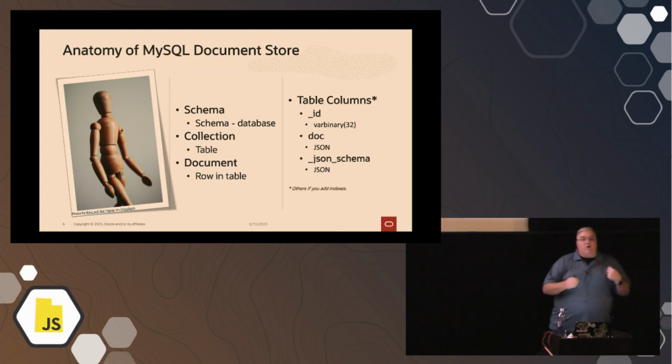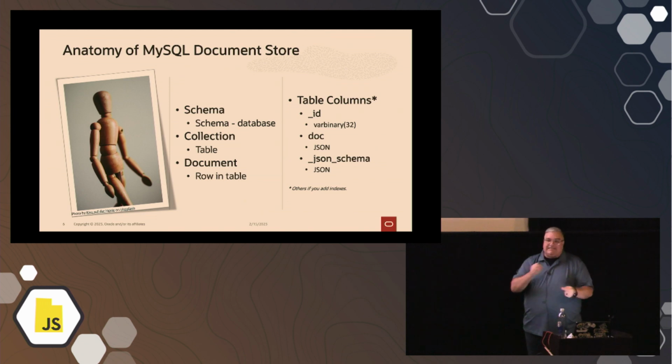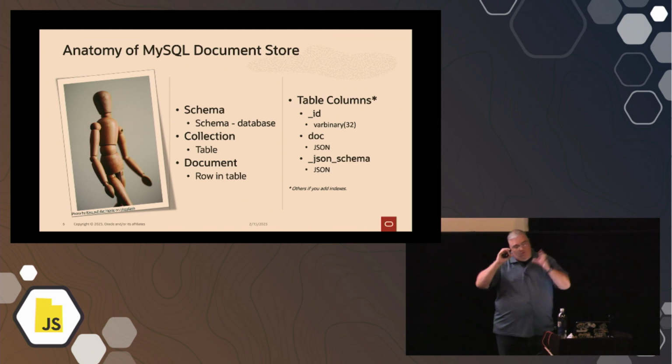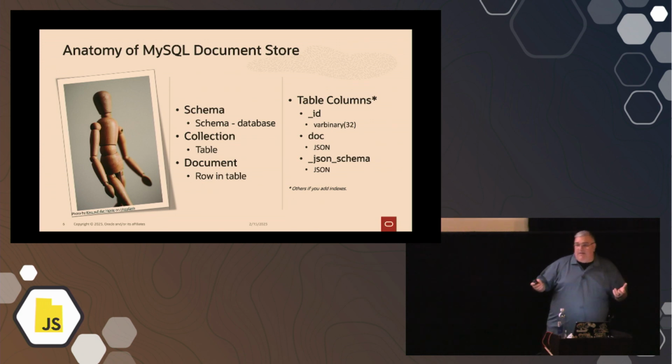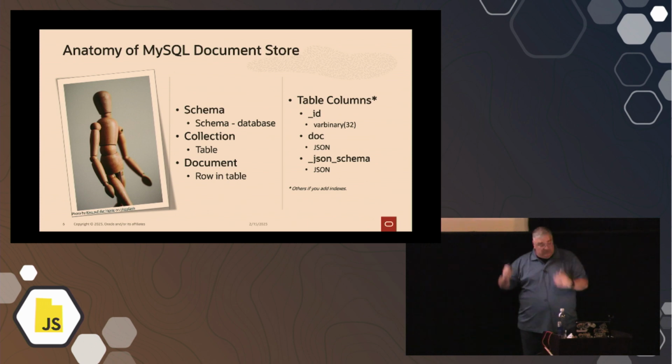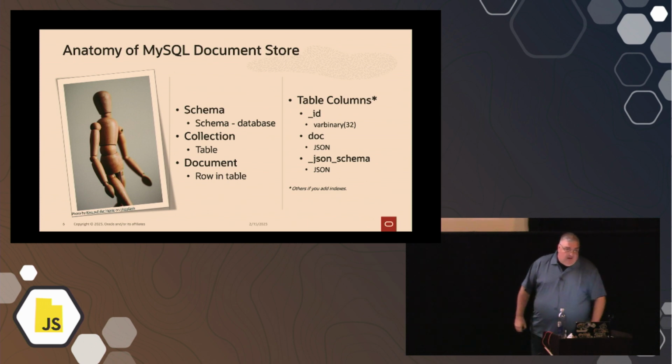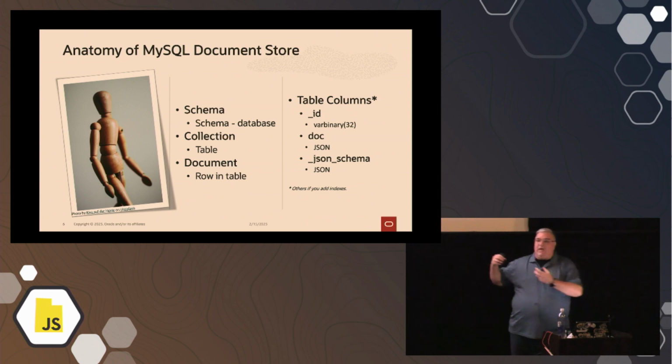So when you're talking about NoSQL, the nomenclature is slightly different. So for the people who are more database-minded, when you talk about a schema in NoSQL, it's the database or schema, depending on which database you're using. A collection is similar to a table, and a document is similar to a row inside of a table.